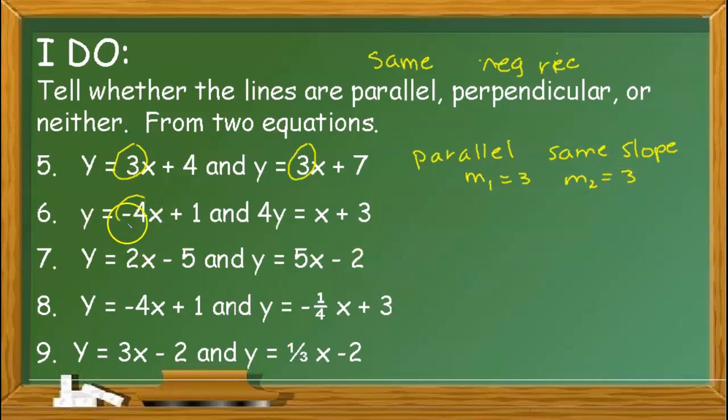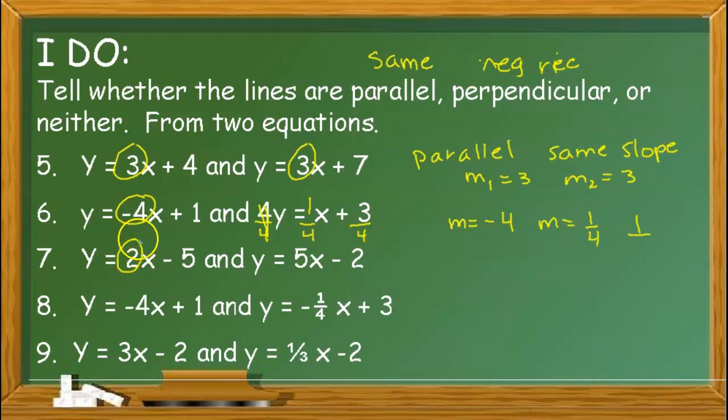Okay, let's look at number 6. So this one has a slope of -4. Let's look at this one. Pay attention. This one is not solved for y, so you can't just look and say it's 1. So we first need to divide off. In this case, our slope is going to be 1/4. Are they the same, negative reciprocals, or neither? Hopefully you see that they're negative reciprocals, so this one is going to be perpendicular.